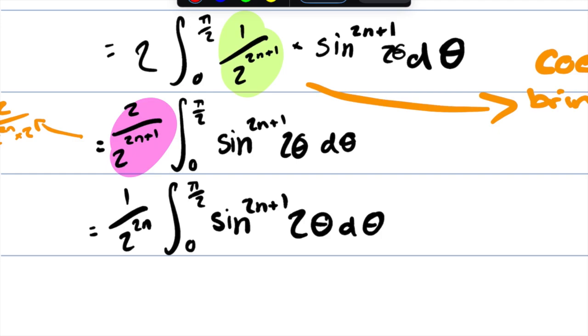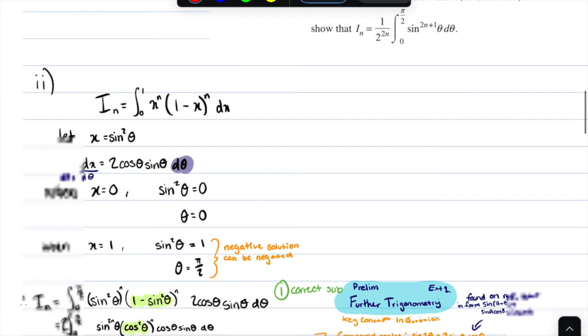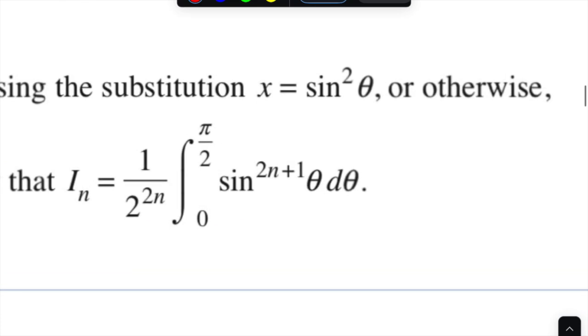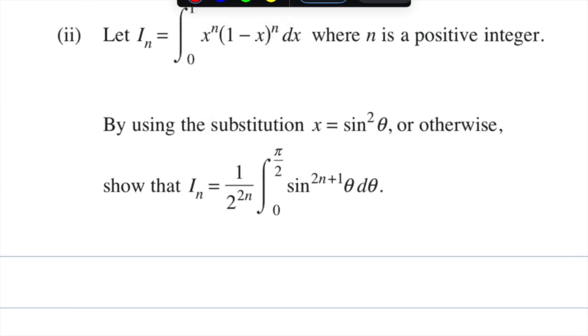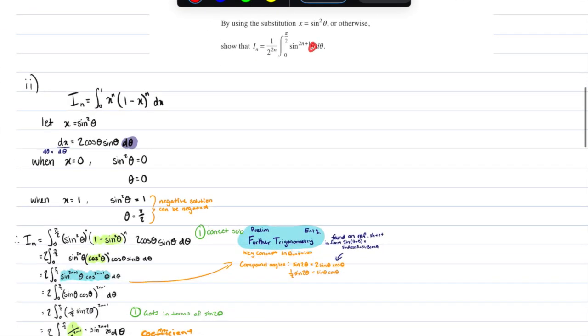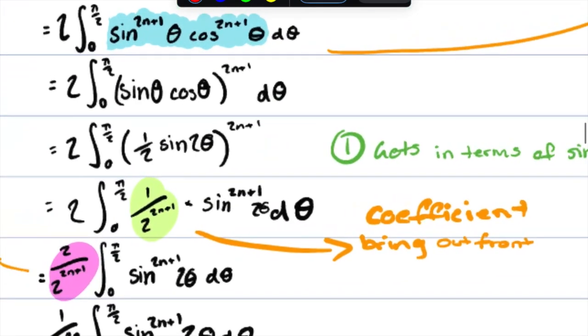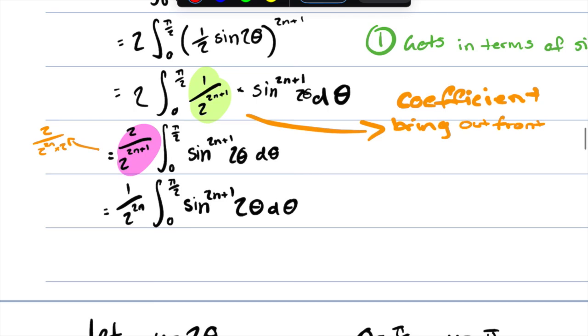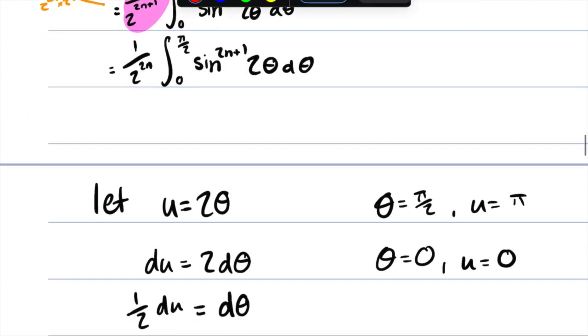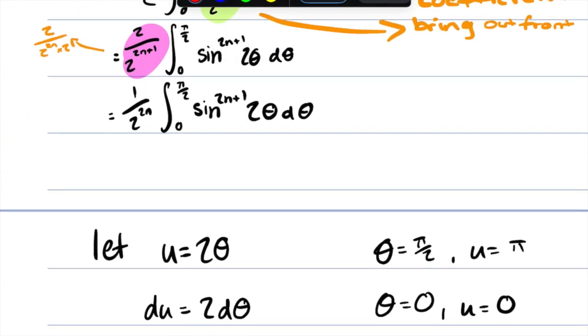Here is where our common mistake happens in this question. A lot of students would leave it there, but we are asked to show that that expression is equal to sine 2n plus 1 theta d theta, not 2 theta. From this, we can use a substitution to deal with this 2 theta term. If we let u equal to 2 theta, then we know that du is equal to 2 d theta.